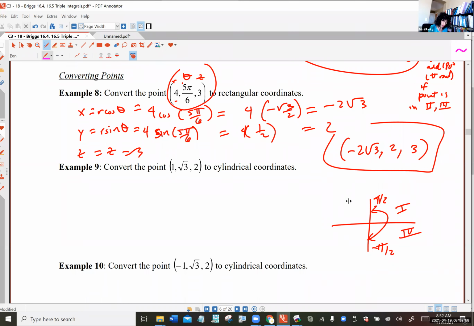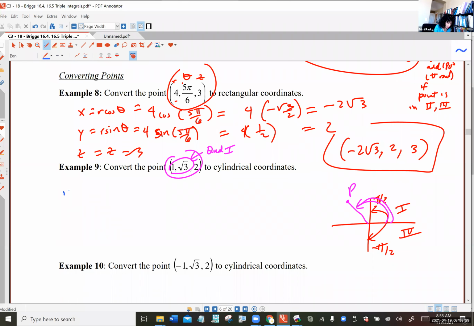But suppose your point were way over here in quadrant 2. I hope you can see that this angle here, which I have in pink, is not an angle that lies between negative pi halves and positive pi halves. Hence, you'll have to add that extra 180 degrees. So this point here, because (1, square root of 3) is located in quadrant 1, you won't have to add 180 degrees when you're calculating theta.